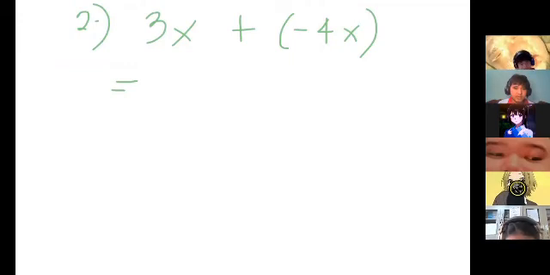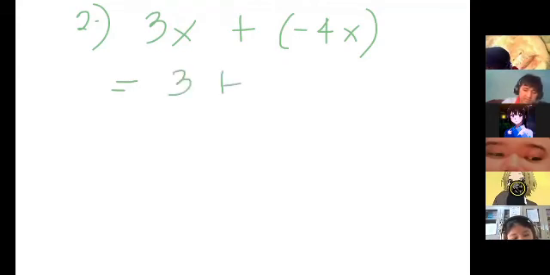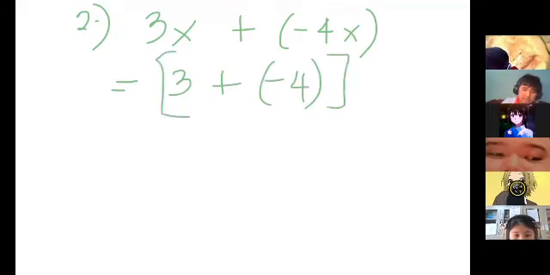Who wants to try? Beer. 3x plus negative 4x is equal to? So you just add 3 plus negative 4 and then x.